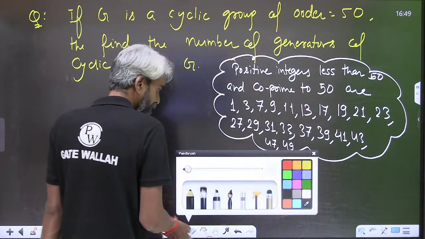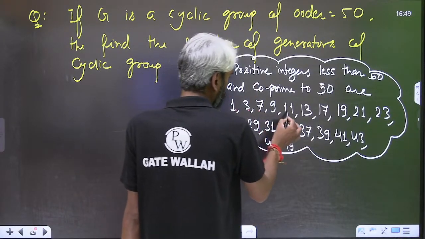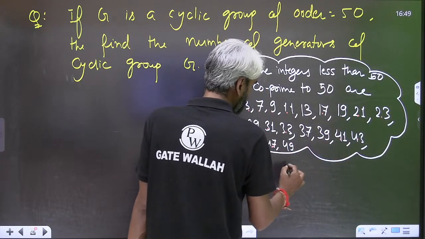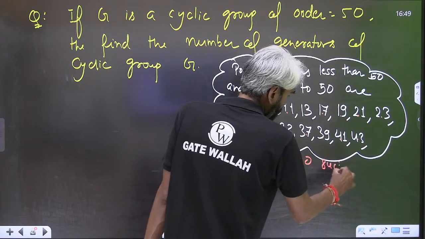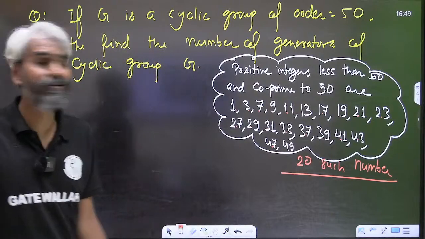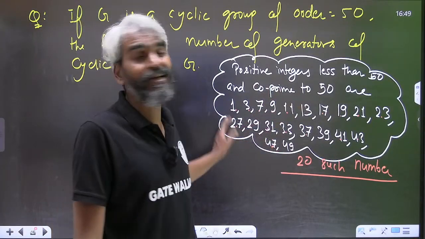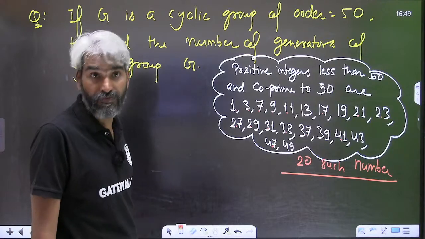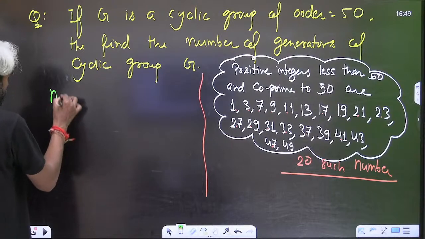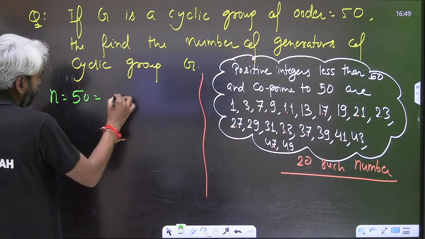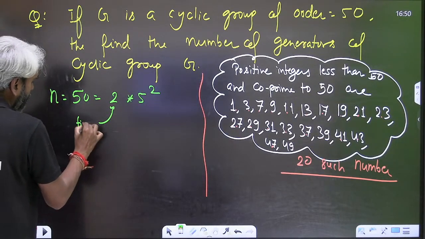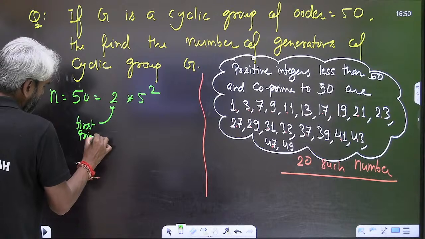So how many are they? 1, 2, 3, 4, 5, 6, 7, 8, 9, 10, 11, 12, 13, 14, 15, 16, 17, 18, 19, 20. Sir, 20 such numbers. So either you can list all those numbers which are less than 50 and co-prime to 50 and count them and say that there will be 20 generators of this cyclic group, or otherwise you can use Euler's totient function. So what is the value of n? n is actually 50. How can I write 50? 50 can be written as 2 into 5 square. So this is your first prime factor.